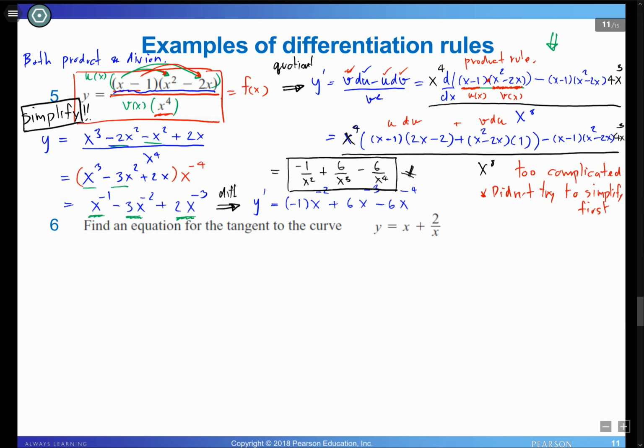So let's take a look at this one right here, number 6. What do we have to do here? We are supposed to find the equation. Okay, so, alright. Now, we want to find the equation right here. So right now, it's not just y prime. We want to find an equation of something. Of what? For the tangent line.